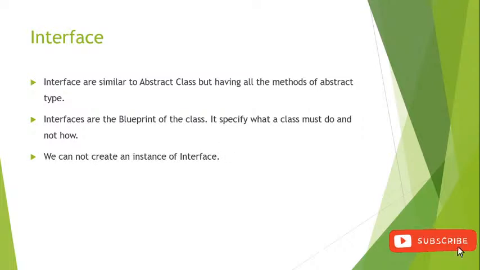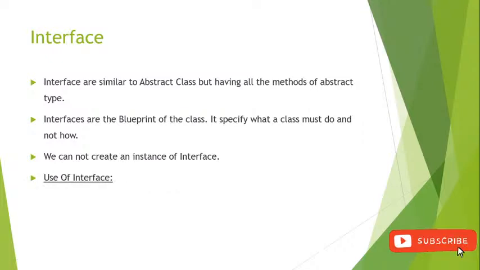We cannot create an instance of the interface. Yesterday we also saw that we cannot create an instance of an abstract class. Instance means we cannot create the object of the abstract class or the interface, because in the interface also all the methods are abstract methods. That's why we cannot create an instance of the interface.